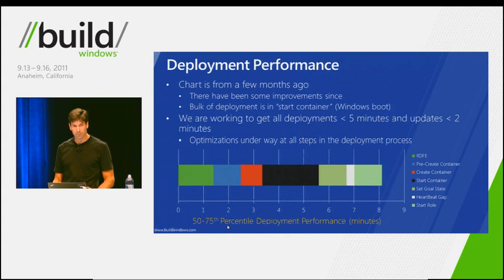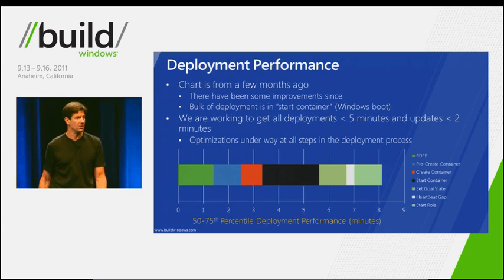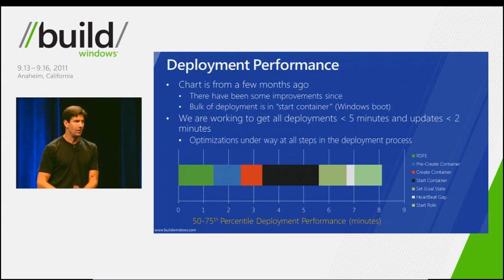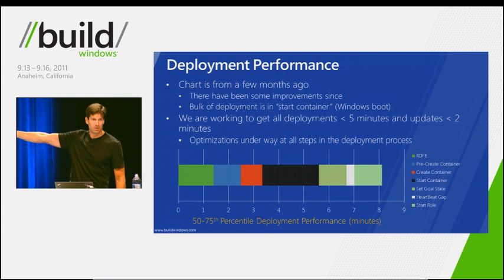Now, as far as deployment performance, this is not confidential, obviously, what the performance is like, because you all see it all the time. What I'm showing you here is a breakdown of the 50th to 75th percentile of deployment performance, which is approximately 8 minutes. Actually, this is a couple months old, so it's improved a little bit since then. Your mileage is going to vary, of course. And one of the things that we're working hard on, which I'll show you in the next few slides, is improving the performance of this whole staging pipeline. This is starting at RDFE and going all the way down to your role coming up and being ready and talking to the outside world, about a total of 8 minutes.